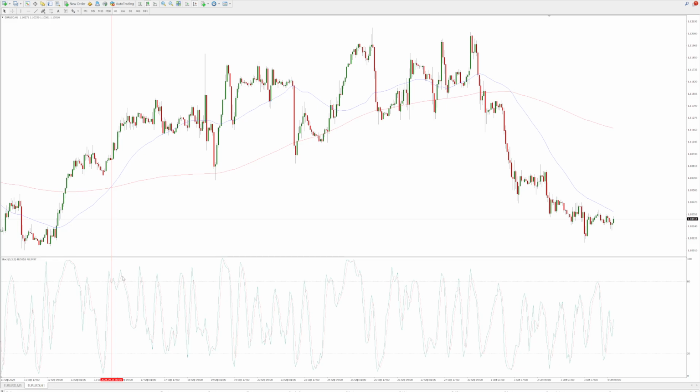So if the main line is below the signal line, it means that the market is going downwards, and if the line is above the signal line, it means that the market is going upwards. A crossover of these two lines usually means a change of direction. The most important area to look for a crossover is in the overbought or the oversold zones. So we've got our cross here, our golden cross. Let's just mark it off there.